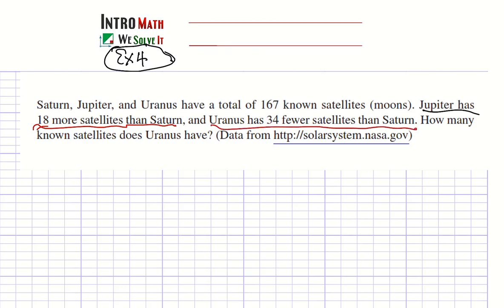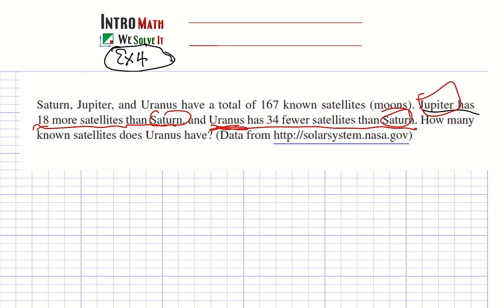You see that? I don't know if you notice what is going on. You always look at what is going on. They just compare Jupiter to Saturn, and then they compare Uranus also to Saturn. Always see what they're comparing to. There are three things they're comparing, but one of them is stationary. The others are compared to it. Then he said, how many satellites does Uranus have? Jupiter has 18 more than Saturn. Uranus has 34 fewer than Saturn. See, Saturn is the key. Okay? I hope you see that.